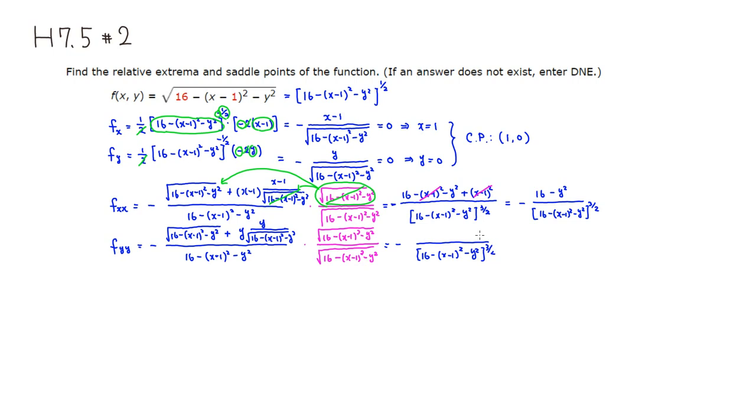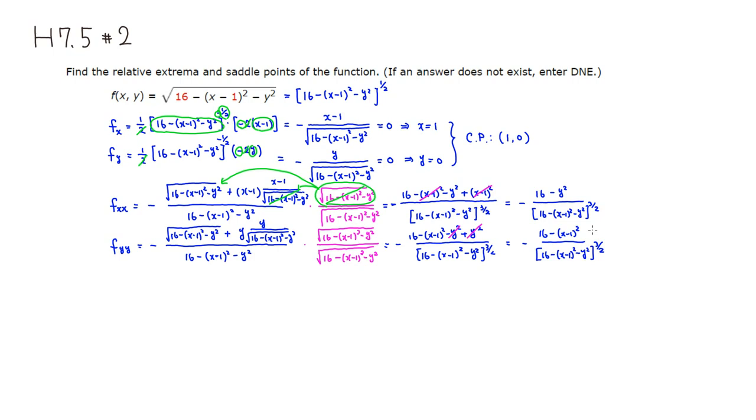So in this case, you're going to get 16 minus (x minus 1) squared minus y squared, then you're just going to get plus y squared. So we can cancel the negative y squared and the positive y squared, and you end up with negative (16 minus (x minus 1) squared), and the denominator is exactly the same as before. All right, so we got that.